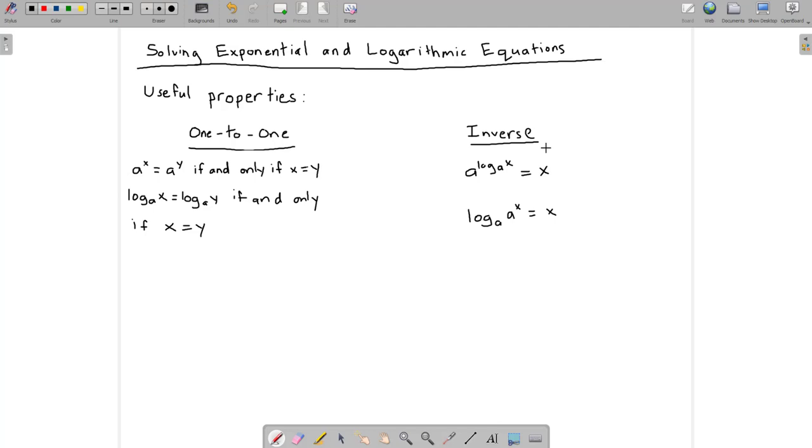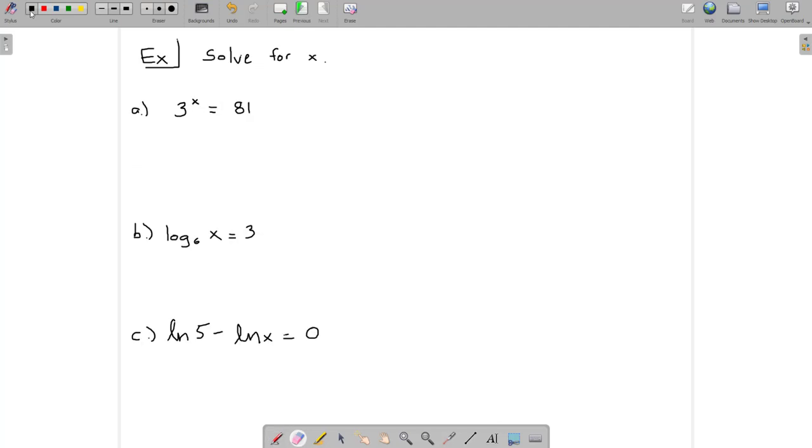We also have this inverse property for removing exponents or bringing them down. If we have a to the log base a of x, that just gives us x, because this exponential function and this logarithmic function are inverses of each other. And likewise, log base a of a to the x equals x. Again, here we use this log base a to undo the a and give us just that exponent back. So let's go ahead and try our hand at some examples now.